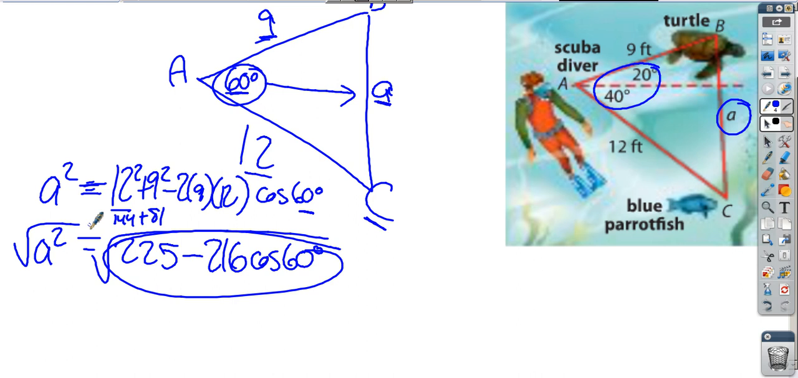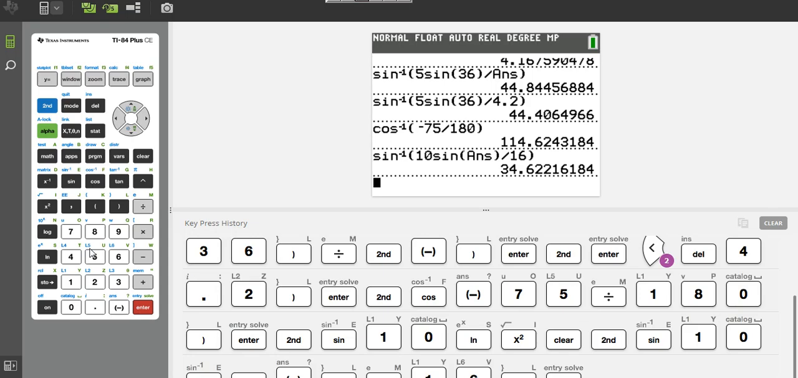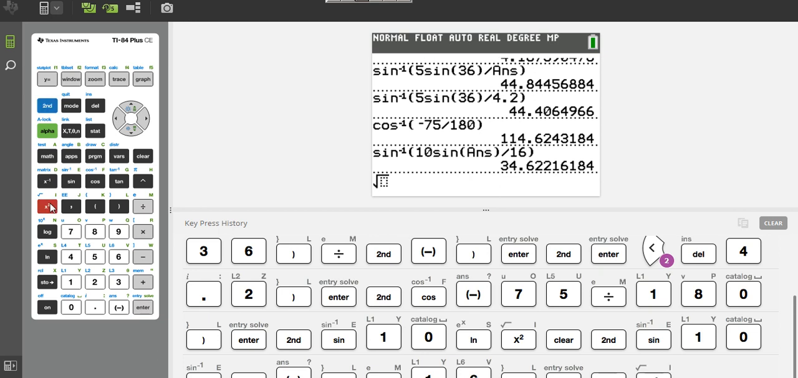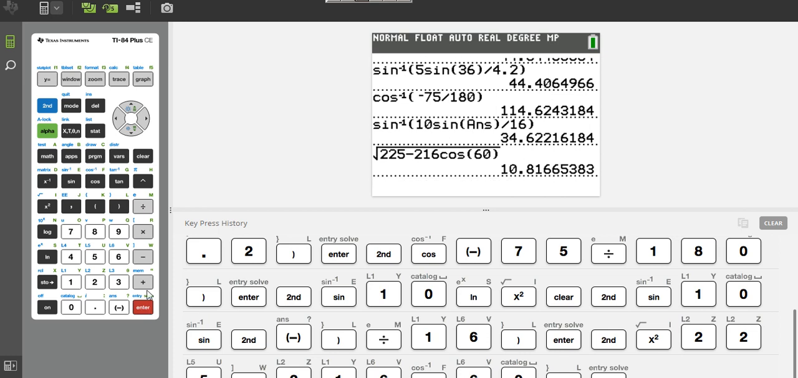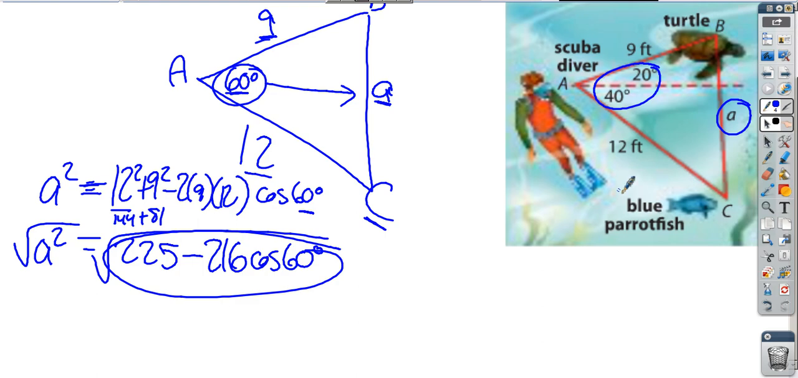They actually don't want us to solve the rest of that triangle. So let's just take the square root of that big number right there. So square root of 225 minus 216 cosine of 60 degrees, and that's going to be 10.8. So that means the distance from the turtle to the parrotfish is 10.8.